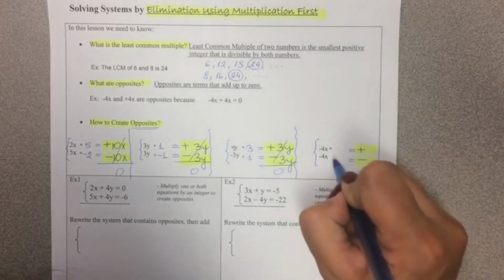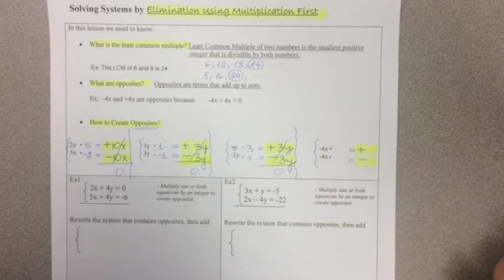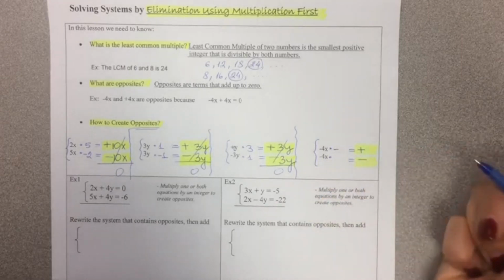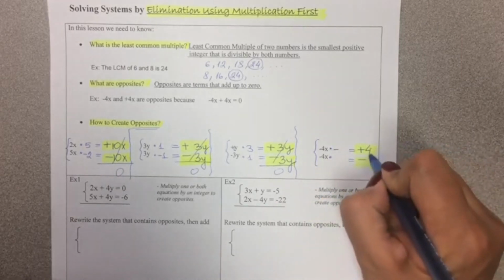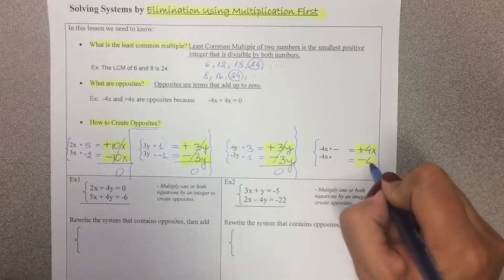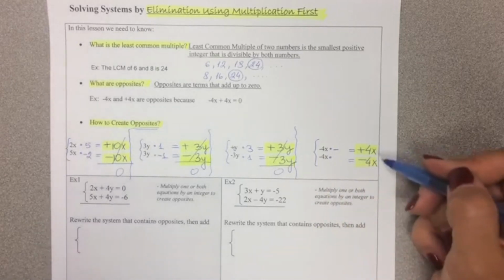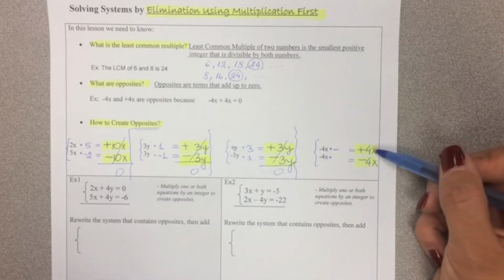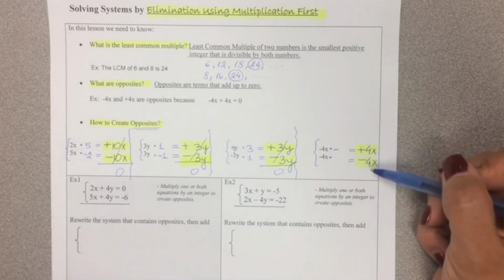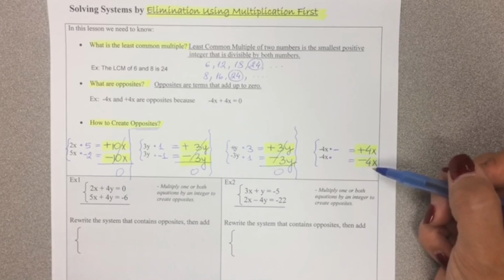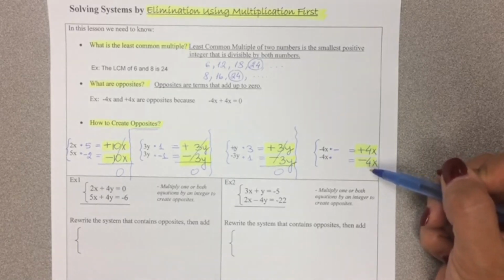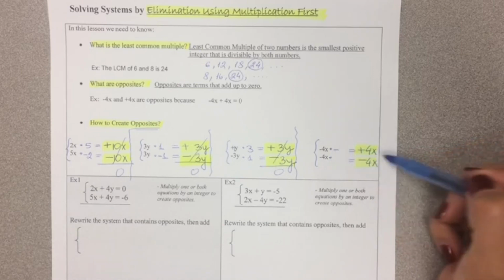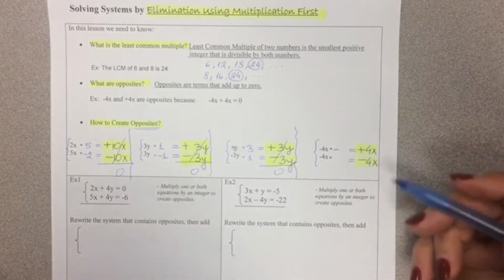So what can I multiply by to create opposites? Negative times negative will be positive, so I could create a positive 4x and a negative 4x. Or I could create a positive 8x and negative 8x. Or I could create a positive 16. But the bigger the numbers that you're creating, the bigger numbers you're going to have to work with in the next steps. So try to find the least common multiple. In other words, the smallest common number.